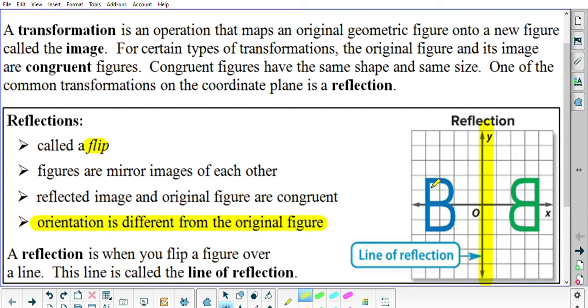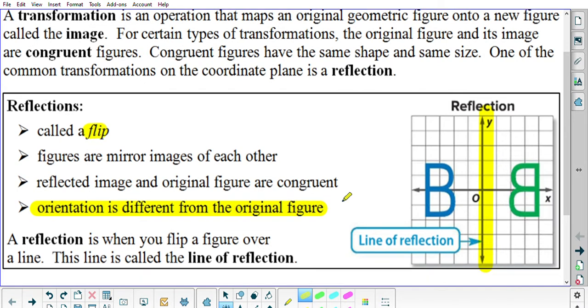You can see here with the blue capital B, the curves here are on the right. But once we flip it over the y-axis, reflect it over the y-axis, now the curves are on the left and the straight side is on the right. So that's what I mean here by a flip, and how the orientation is different from what it used to be on the original figure.